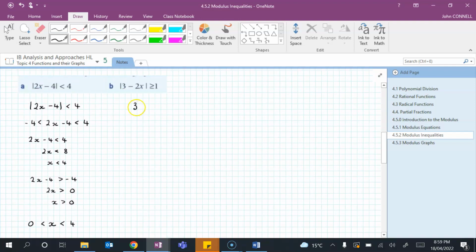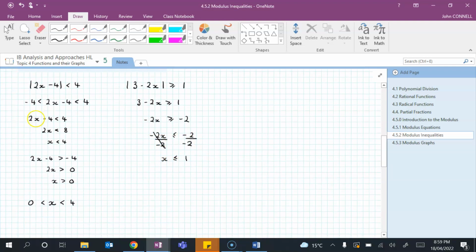Okay, 3 take 2x, modulus has to be greater than or equal to 1. That gives me my two inequalities. The first one says that 3 take 2x has to be greater than or equal to 1. So, in this case, taking 3 from both sides gives me minus 2x has to be greater than minus 2. As I divide by minus 2, my inequality needs to reverse. So I get less than or equal to.